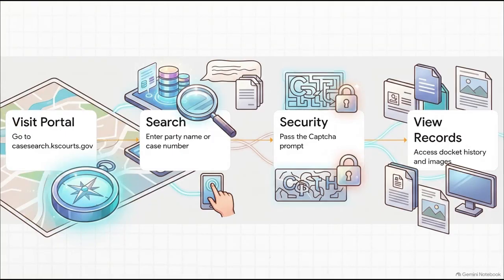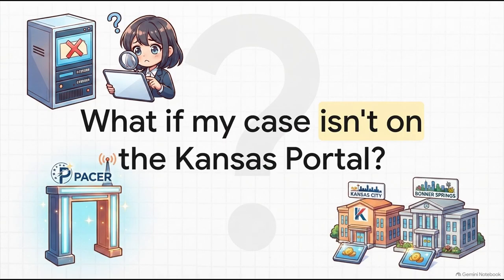Now that we know which court handles what, let's pull out our digital compass. Finding state records is actually pretty straightforward if you follow these specific steps on the Kansas eCourt portal. You're going to head over to ksearch.kscourts.gov. From there, you can search by party name or, if you have it, the specific case number. Just a heads up, if you use the case number, remember to specify the county of origin. Pass the quick capture prompt, and boom, you can view docket histories, filing dates, and sometimes even digital document images right from your screen.